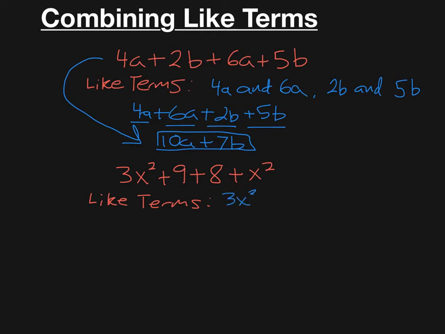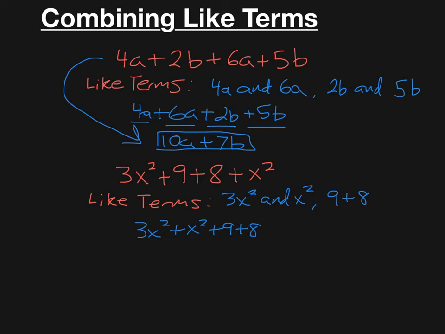3x squared, I know, is a like term with x squared. Those are like terms because they both have two x's, x times x. And then we also have two constants. Remember, the constants are also like terms because they don't have any variables at all. So I can rearrange this expression here: 3x squared plus x squared plus 9 plus 8.